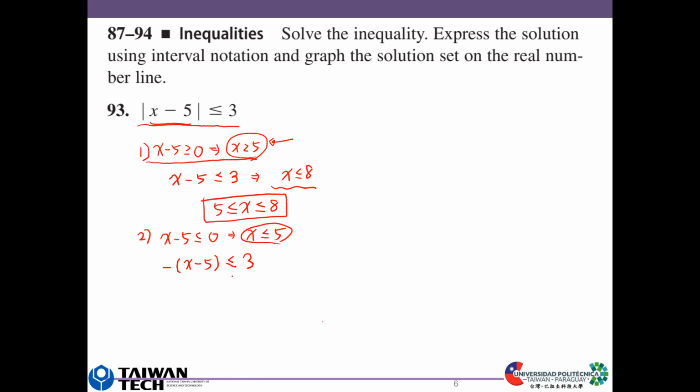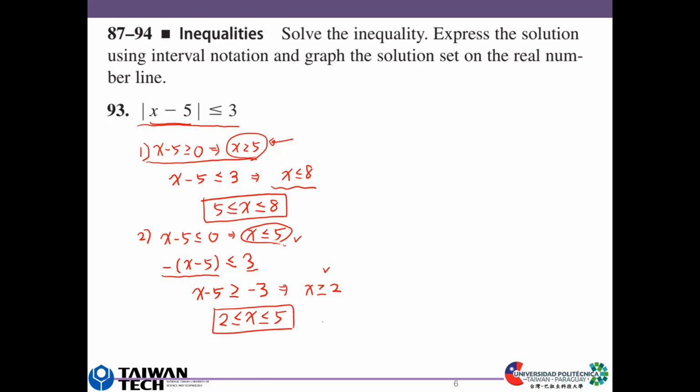To solve this, I multiply both sides of the inequality by -1. So it becomes x minus 5, and 3 multiplied by -1 becomes -3. When we multiply both sides of the inequality by a negative value, we need to change the direction of the inequality. So we have x minus 5 larger or equal to -3, and x is larger or equal to 2. Combining these two, we have x larger or equal to 2 and less or equal to 5. This is our second solution.